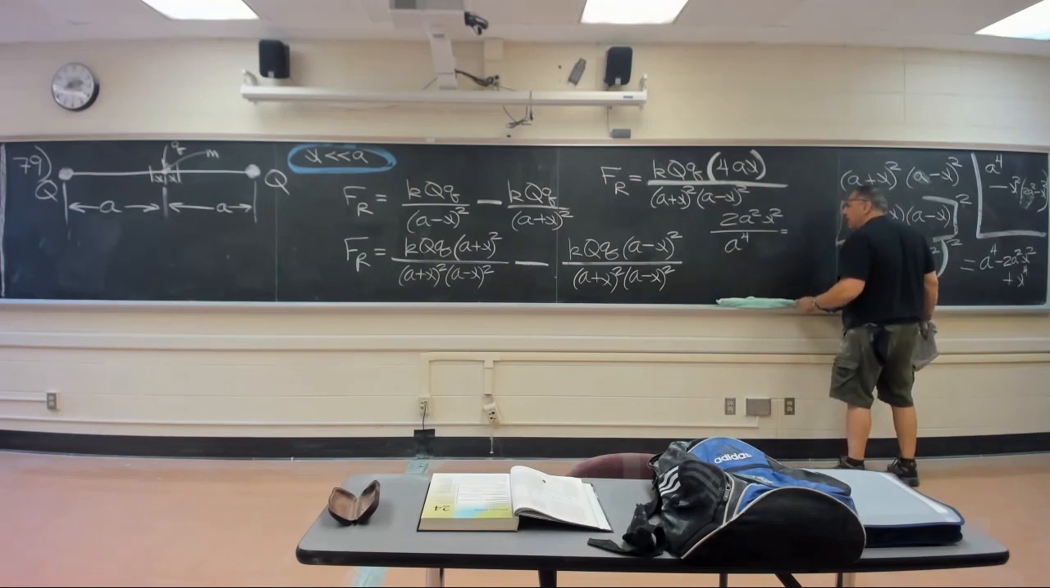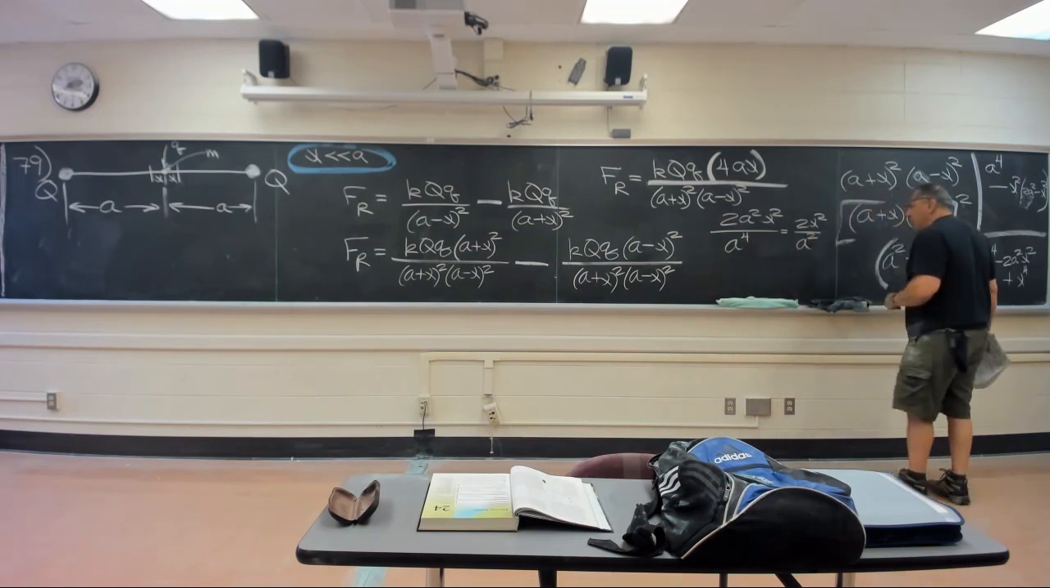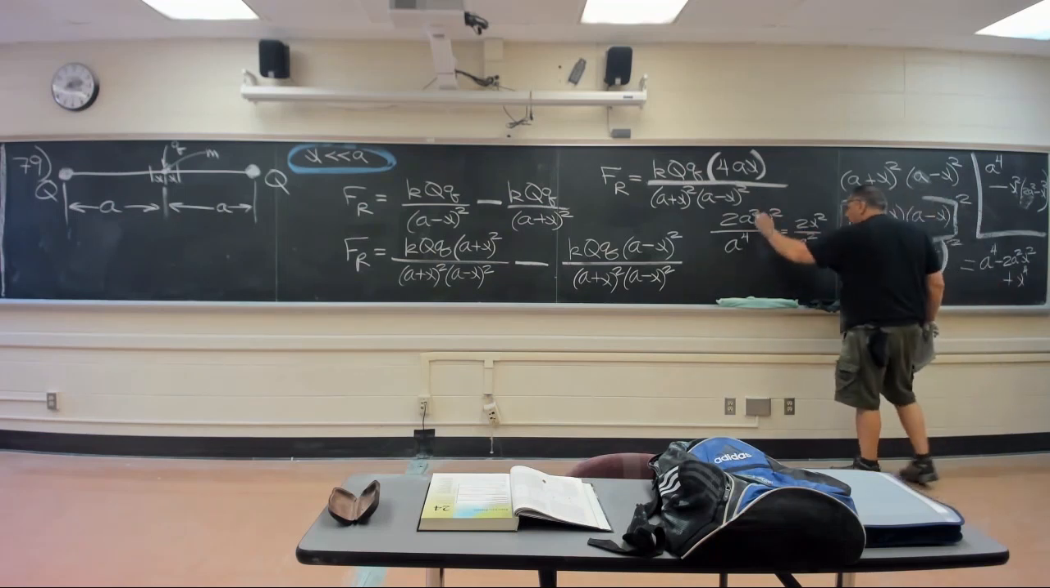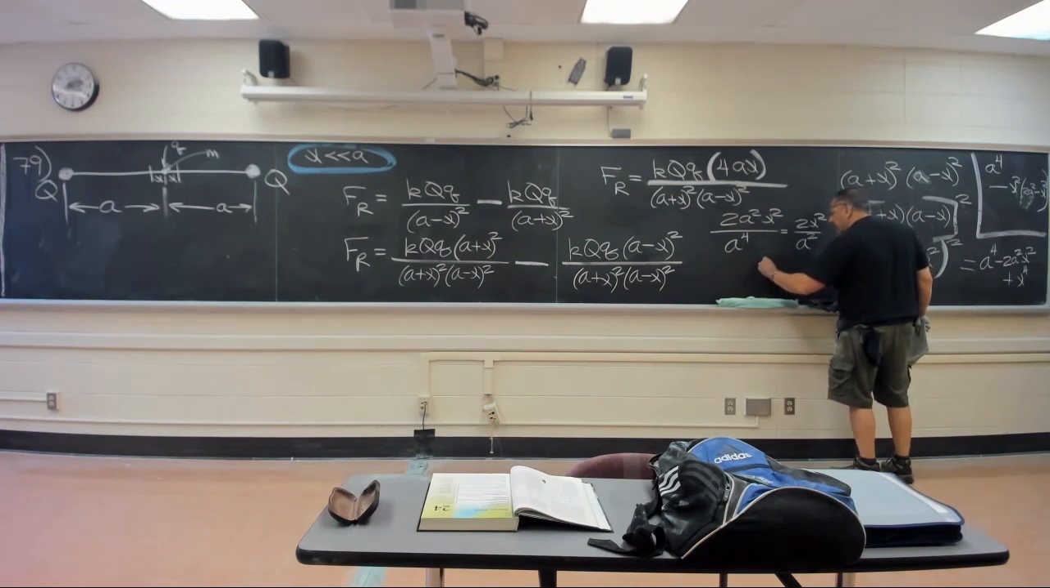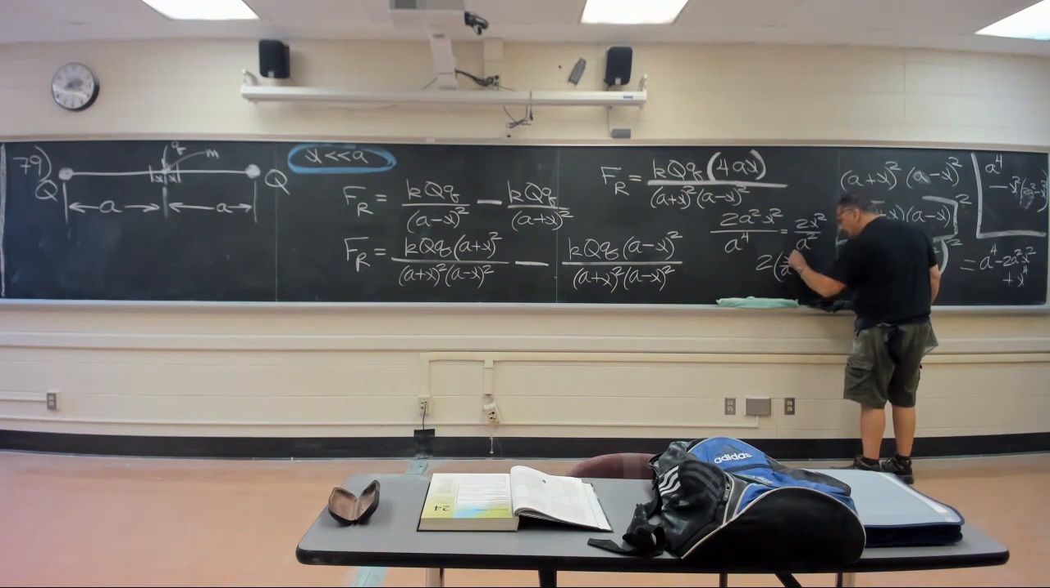What happens here is you get 2x squared over a squared, because the a squared and a to the fourth cancel, and you end up getting 2x over a, x over a. X is tiny compared to a.